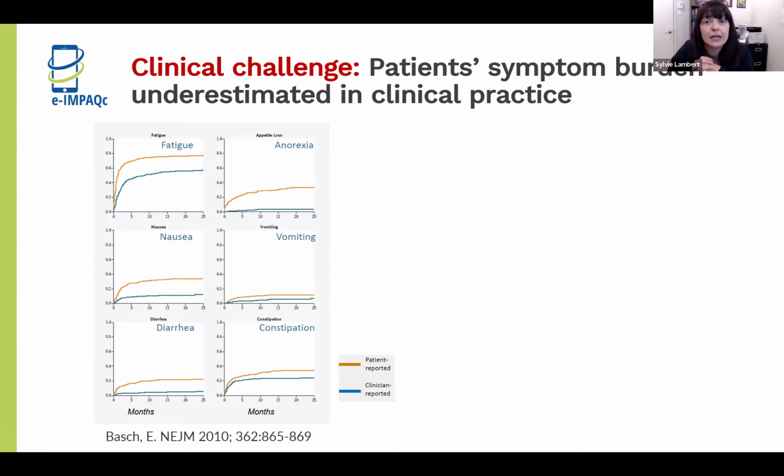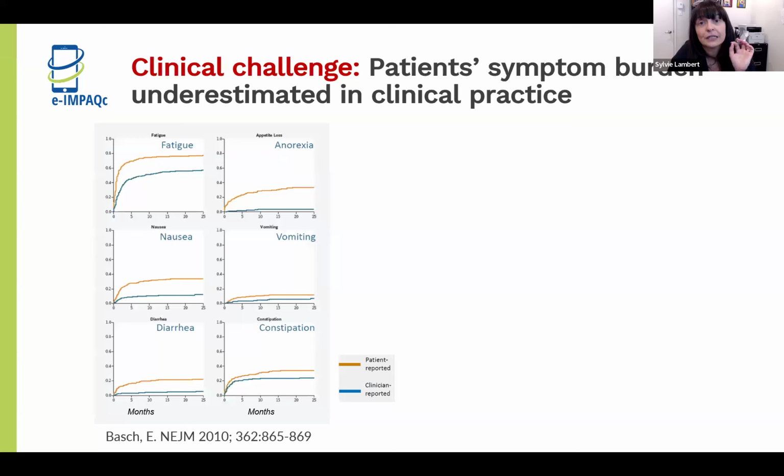Okay, so the main clinical challenge that my team is trying to address is that patient symptom burden in oncology is underestimated. This is well represented by the curves that you see here. Sorry, the orange curve represents the number of patients reporting a symptom, and the blue curve, the number of patients that clinicians report having that same symptom. What we notice is that the orange curve is always above the blue one. So there are always more patients reporting a certain symptom than there are clinicians thinking that patient has that symptom.